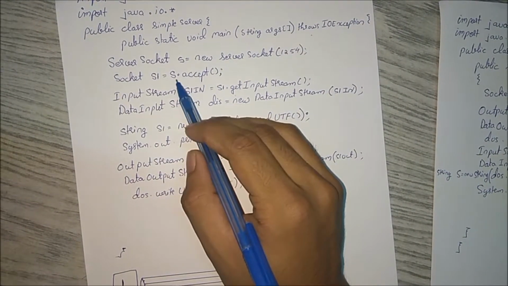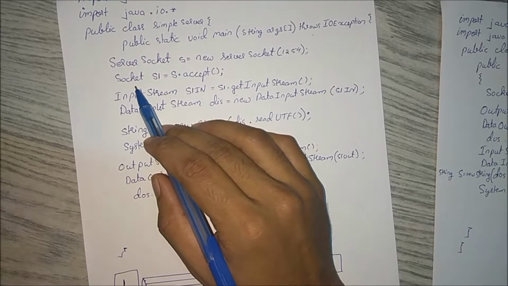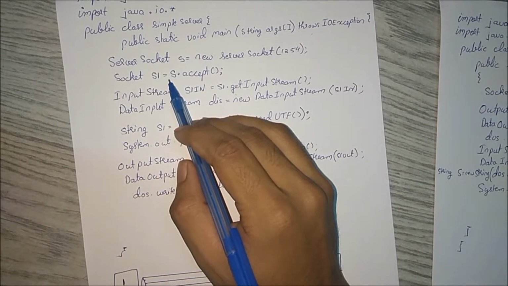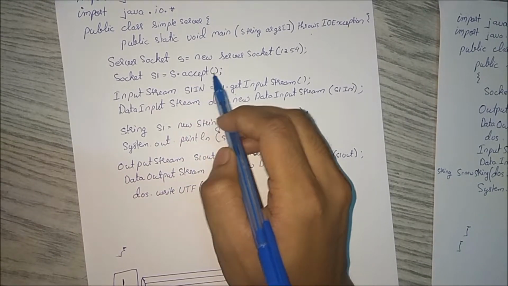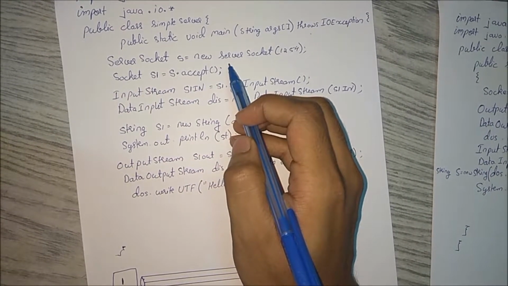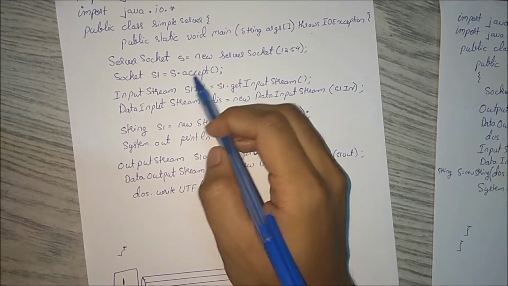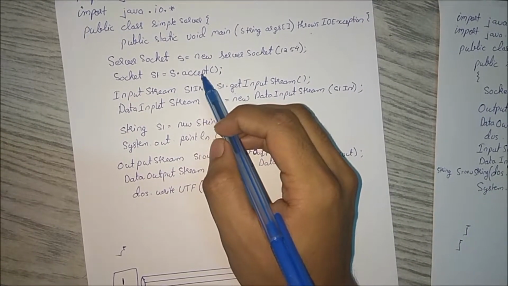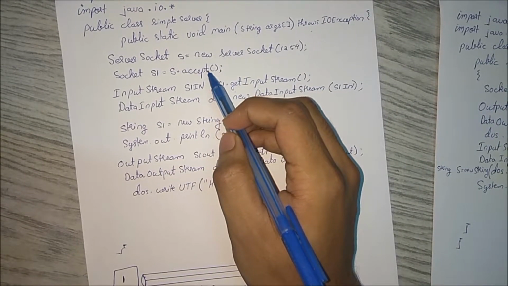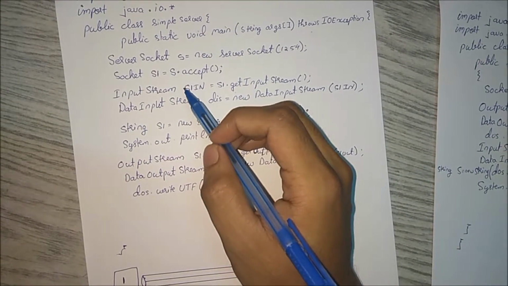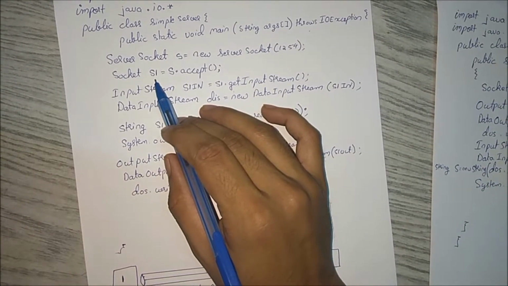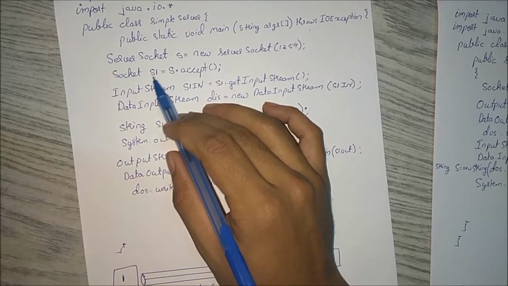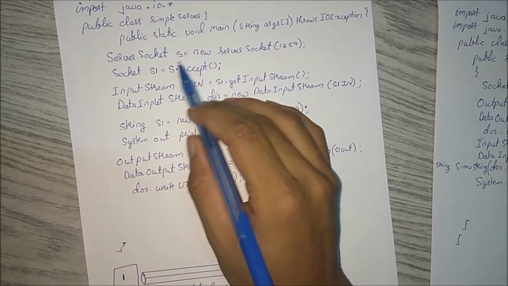After that the server has to make a socket. The socket's name is s1, which is equal to s.accept(). That means suppose the client makes a request, then that request has to be accepted by the server. Once it accepts the request, this will be the connection socket between the server and the client.